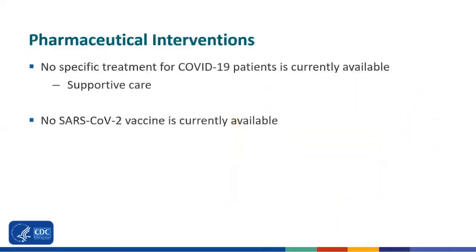Next slide, please. To frame the importance of these controls, it's important to understand that there's currently no specific treatment for COVID-19 patients. The primary treatment is supportive care. Further, there's no vaccine currently available for SARS-CoV-2. Hence, we rely heavily on these controls to prevent transmission to healthcare personnel who may be exposed while performing job duties. And we rely on personal protective equipment for safety during the close interactions with patients that are needed to provide medical care.